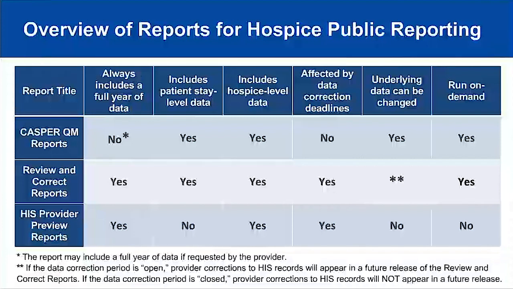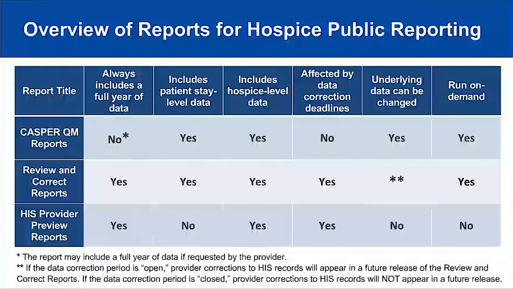If the data correction deadline for a particular quarter remains open, of course you can correct the underlying data that has to do with that quarter. But if a specific calendar year quarter's data correction deadline is closed for that quarter, you will not be able to correct the underlying data. And this report, the Review and Correct report, is run on demand as well.